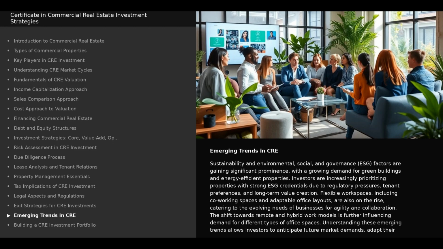The shift towards remote and hybrid work models is further influencing demand for different types of office spaces. Understanding these emerging trends allows investors to anticipate future market demands, adapt their strategies, and position their portfolios for sustainable growth and enhanced returns in a rapidly changing world.